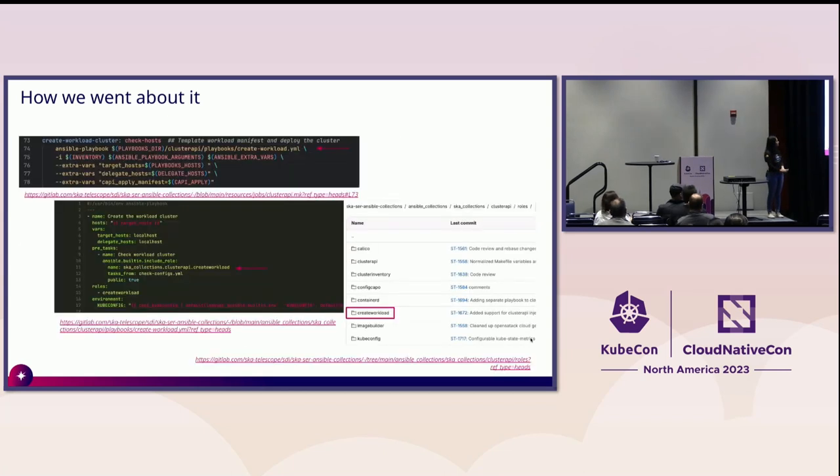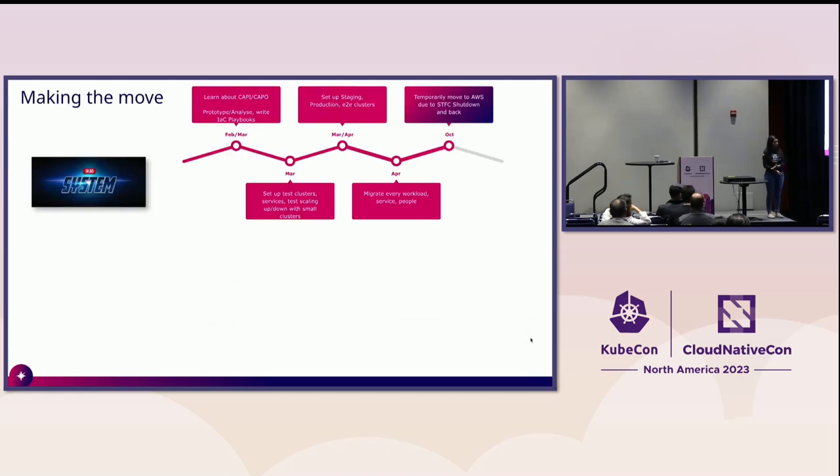So to clarify this a little bit further, this is just describing that in a bit more detail. You can see at the very top an example of a create workload cluster make target that points to the create workload playbook. And that playbook in turn points to the create workload role in the SKA collections. And that role contains the tasks and defaults required to do that specific outcome. So this is the kind of machinery that was built, and we'll go next to talking about how the system team put this into action to make the move in the TechOps project.